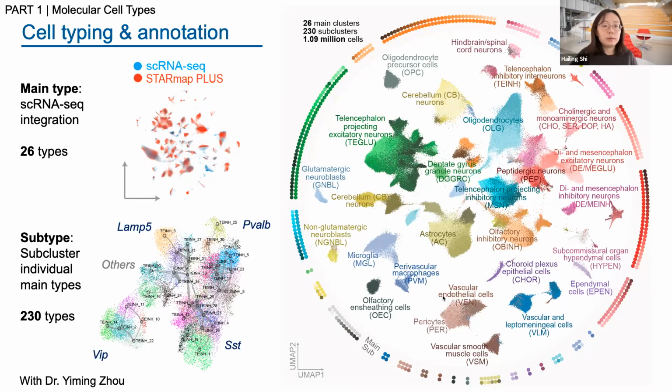Oh, so in this integrated UMAP, we use the overlapping genes of the single cell RNA sequencing data and the gene panel list we have. So that's basically just the gene panel list we have to get this joint embedding and the label transfer.